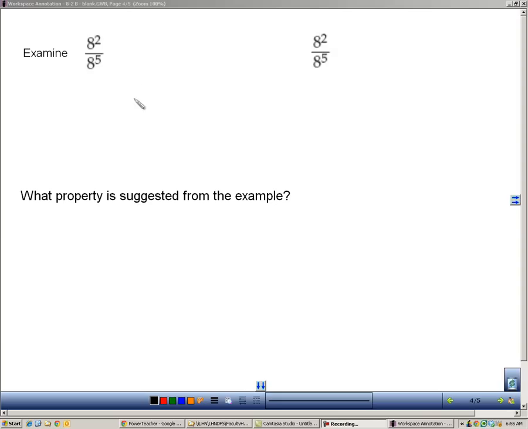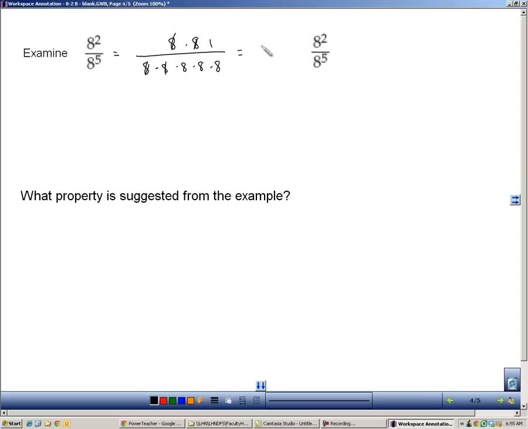Here we're going to demonstrate another property by looking at these two fractions. 8 to the 2nd is 8 times 8, and then 8 to the 5th is 8 times itself 5 times. Well, we know that we can cancel 8's here, leaving a 1 on the top, and 3 8's on the bottom becomes 8 to the 3rd on the bottom. So that's how you can simplify that fraction.